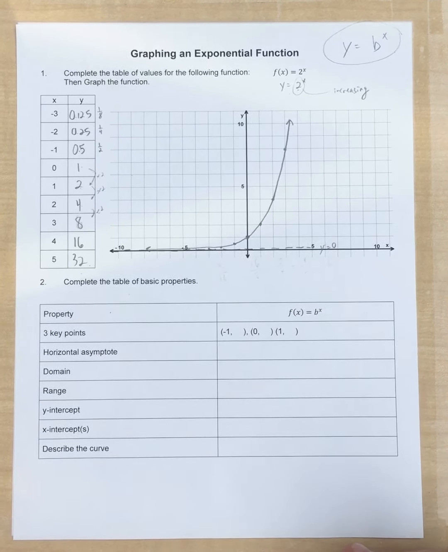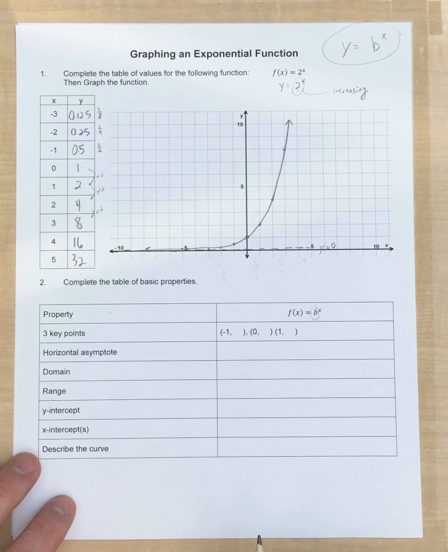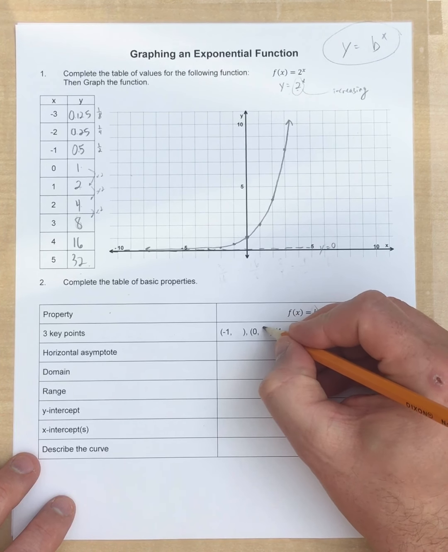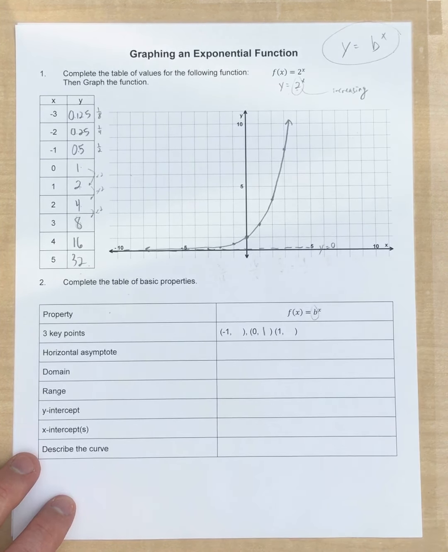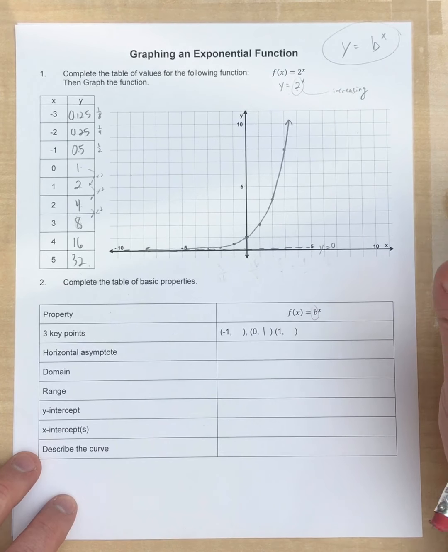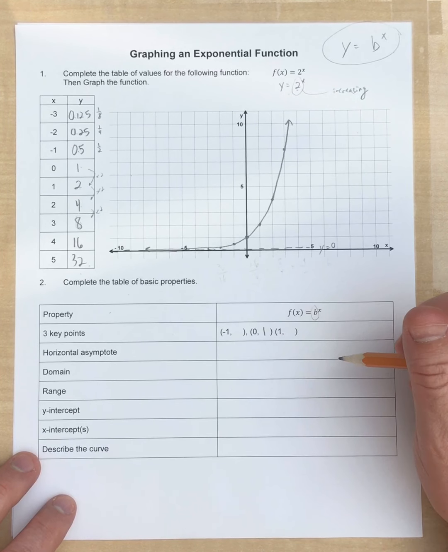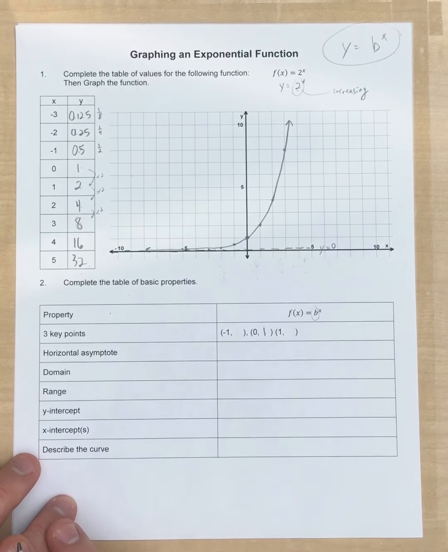One thing to keep in mind is when we have a generic b here, we don't know what b is. First of all, one point that's going to be key is always 0, 1. That's the base parent function. Y is equal to 2 to the x, y is equal to 1/2 to the x, y is equal to 1/10 to the x, y is equal to 0.8 to the x, y is equal to 1.2 to the x. Any basic y is equal to b to the x is going to have 0, 1.